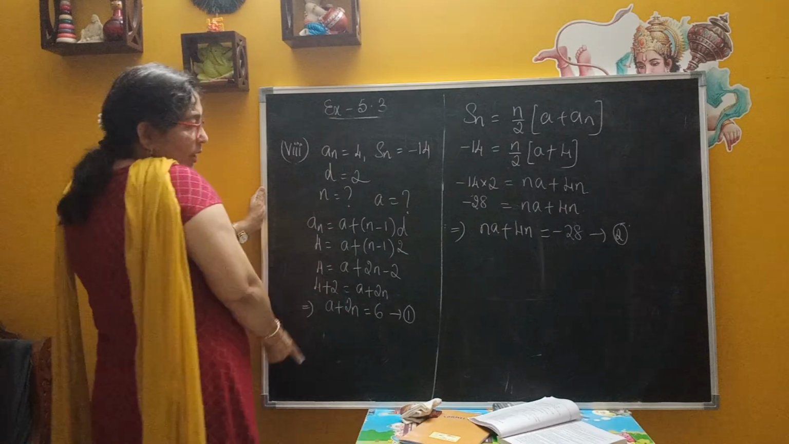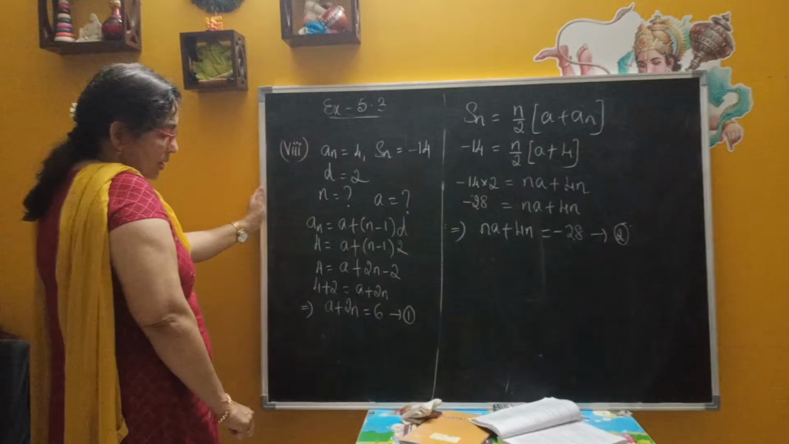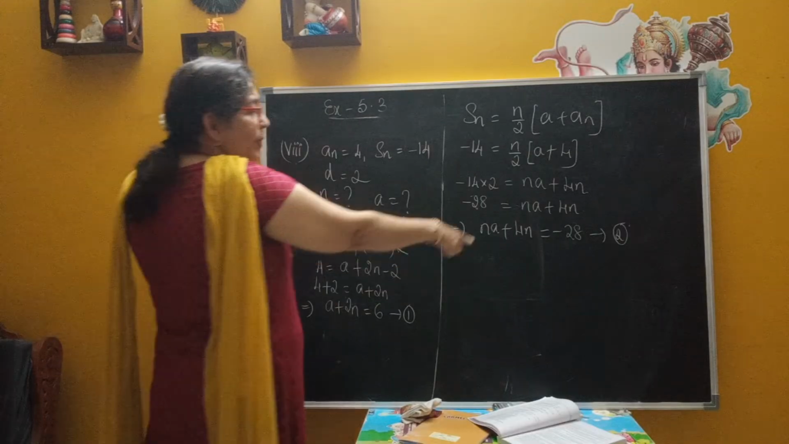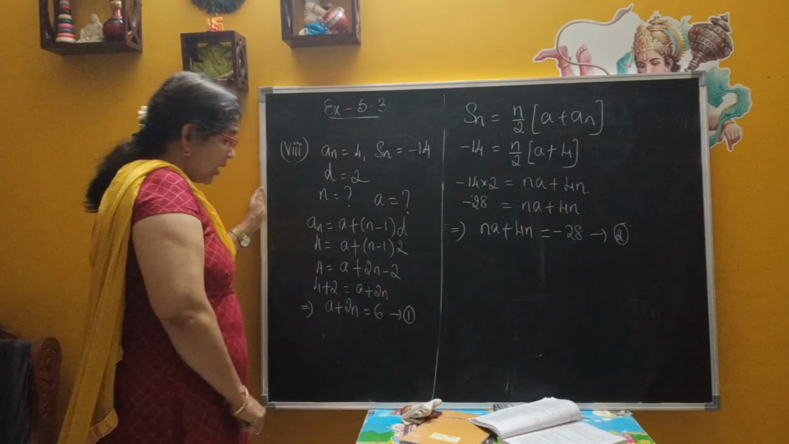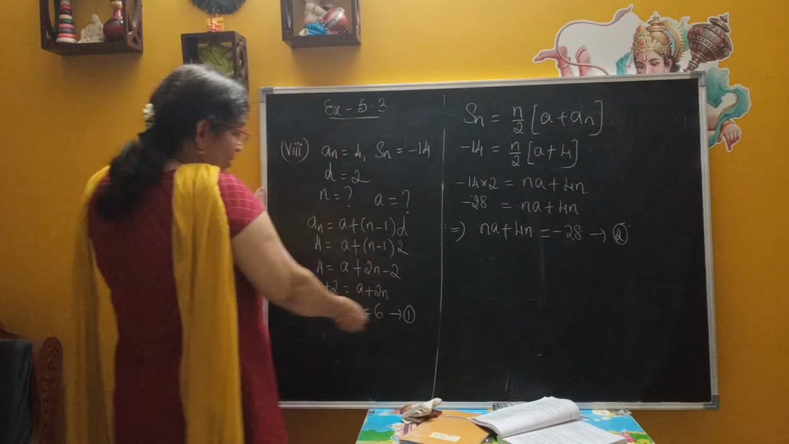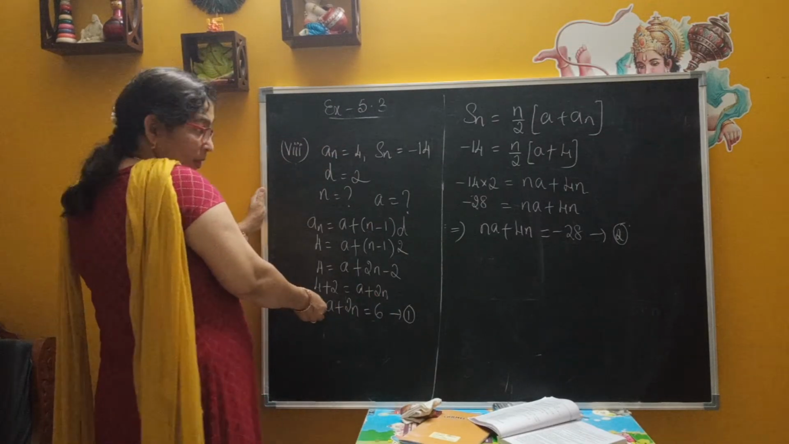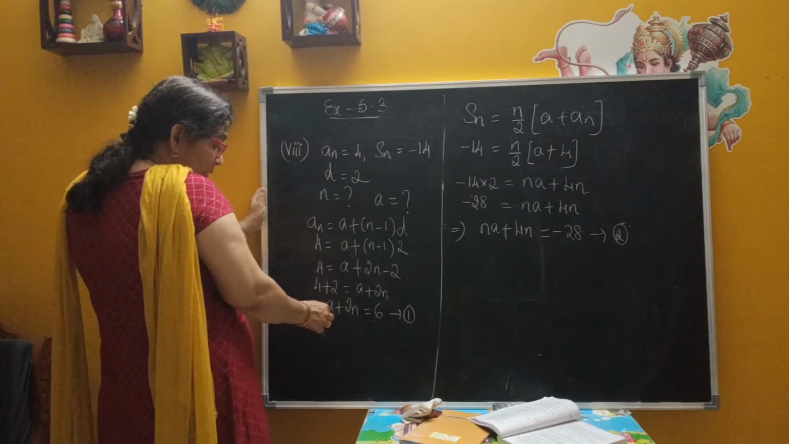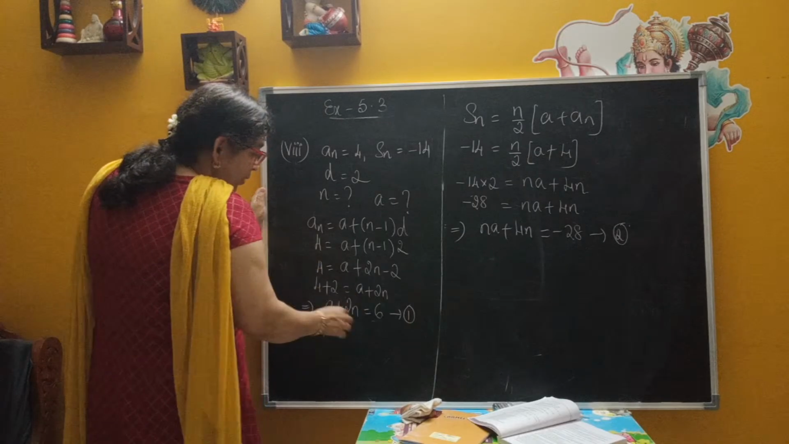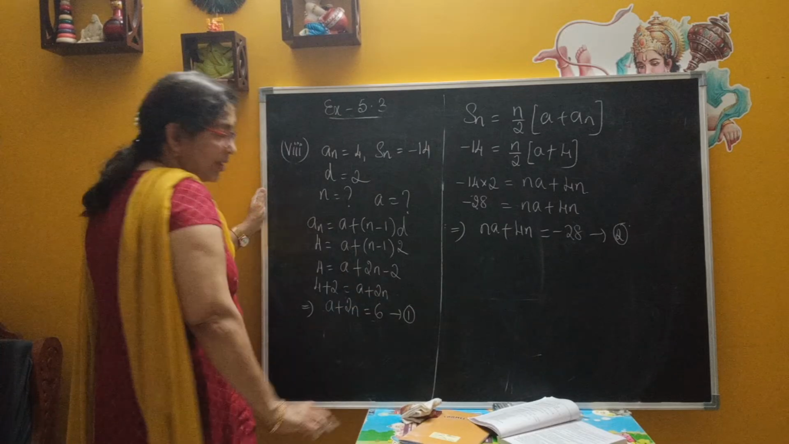Let's see here now. Again we can use which method? We can use elimination method to solve this. So I want to eliminate a from this. So what do I write now? I can multiply this equation, which one? Equation 1 throughout by n. That will be, if I multiply by n, n into a and a, 2 into n, 2n square, it is equal to 6n we get.